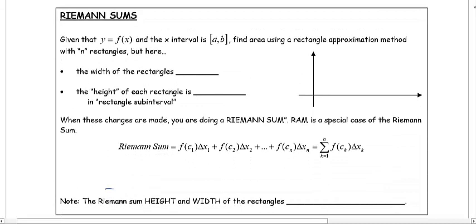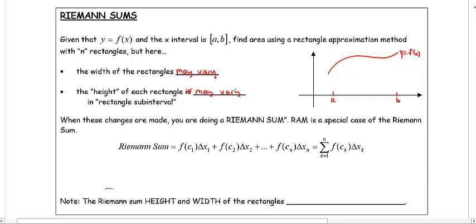So, given that you have a function y equals f of x, I'm going to draw that over here. And your x interval goes from a to b. I want you to find the area below it using the rectangle approximation method with n rectangles. But here's the catch now. The width of the rectangles may vary, so the subintervals do not have to be the same width. And also the heights of each rectangle may vary as well.